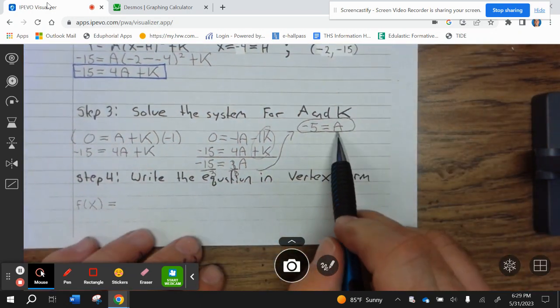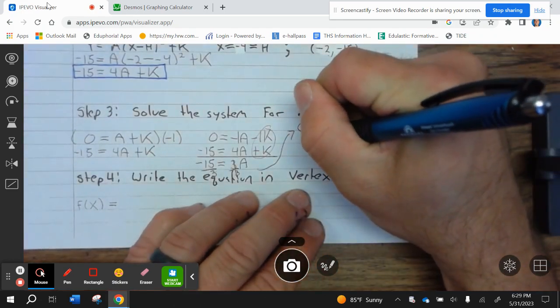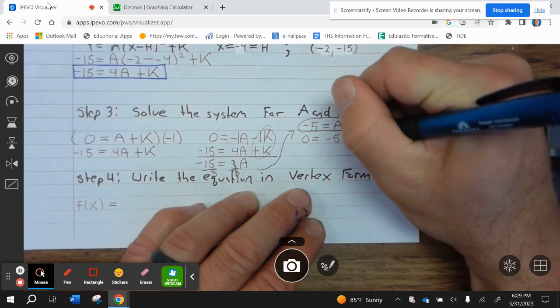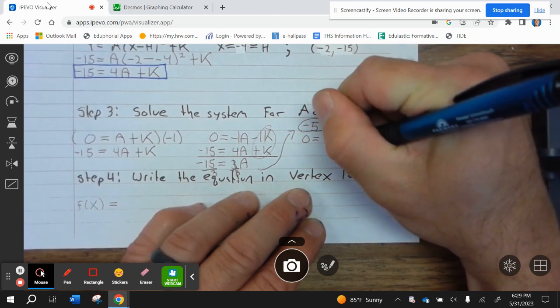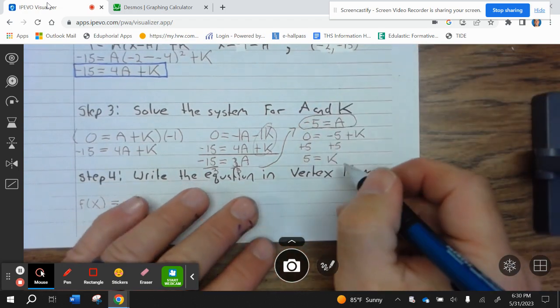Now we plug this back in, and I would plug it into the first equation. So 0 equals negative 5 plus k. Add 5 to both sides. Pretty simple. 5 equals k.